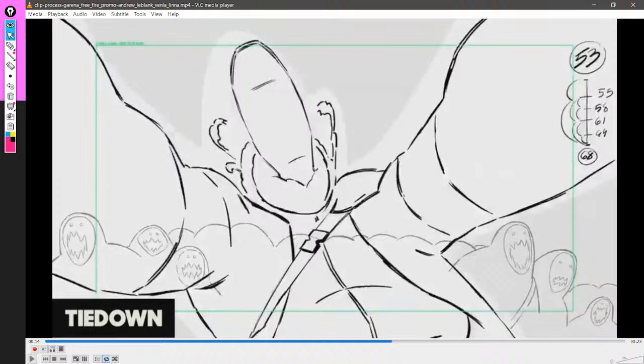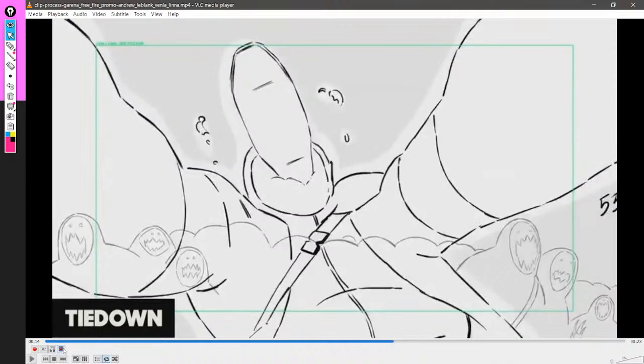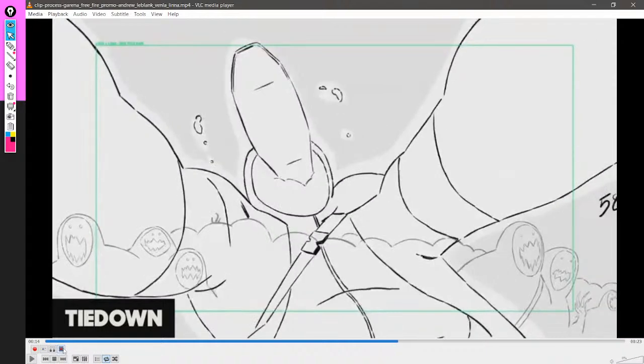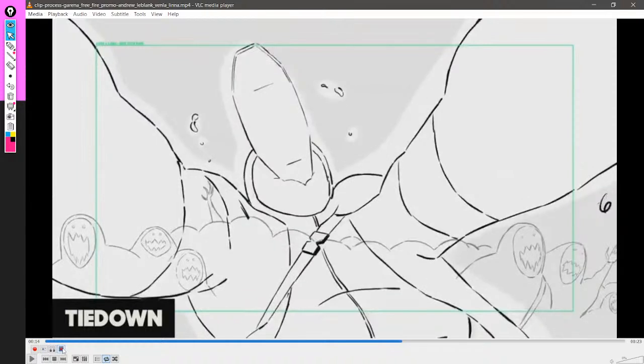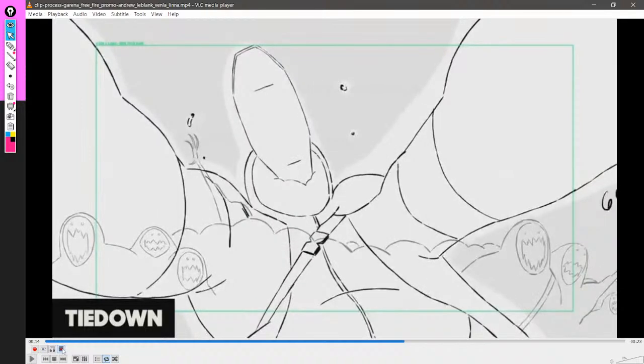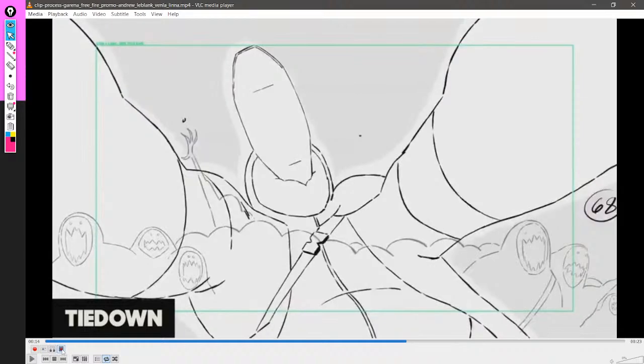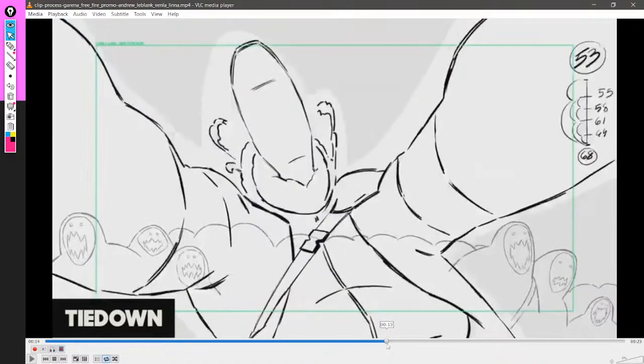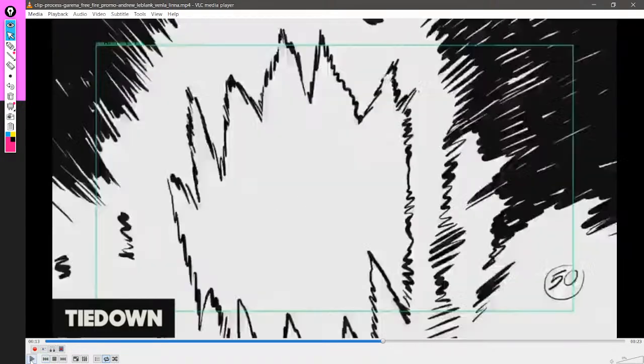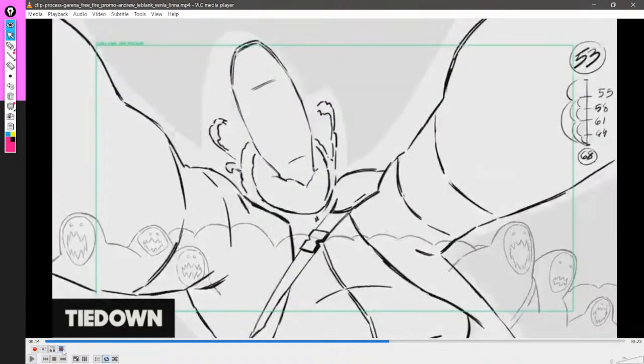Okay, I see what's happening here. So this is frame 53. Let's go to frame 68. 54, 55, 56, 57, 58, 59, 60, 67, 68. This is frame 68. So the movement is extremely subtle, right? The movement is extremely subtle from one to the other.